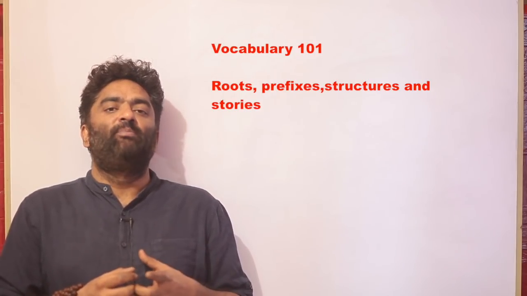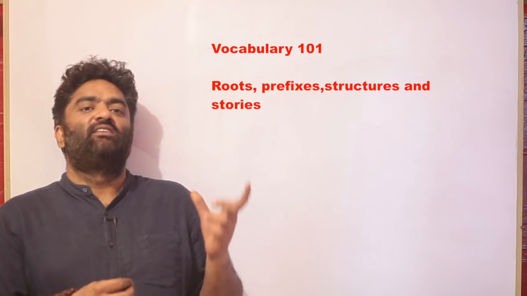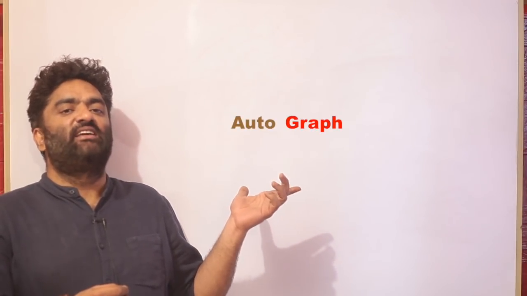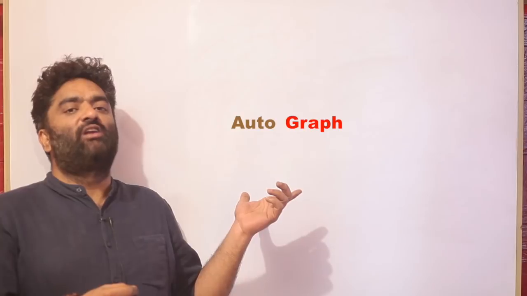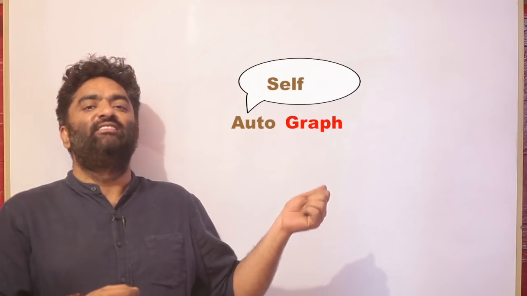And a key idea in learning a lot of new words would be understanding that a lot of big words are made up of smaller words or smaller units of words. So let's try and understand this idea using an example, and the example is, let's say, the word autograph, right? So auto means self and graph means to write.